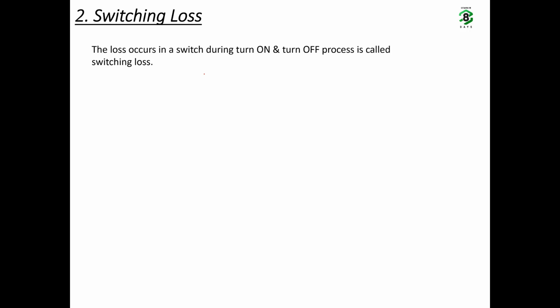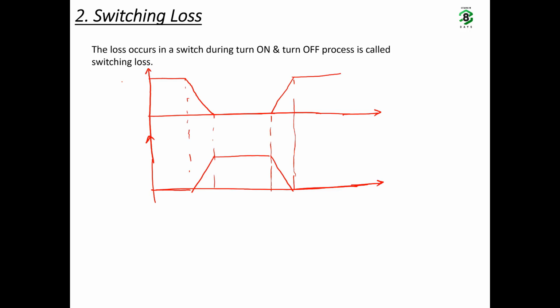Here whatever we are discussing is with respect to a real switch. In an ideal switch there is no conduction loss as well as no switching loss, but in practice there is no ideal switch. We are dealing with real switches only, so switching as well as conduction losses occur, and we have to calculate them. So how is the waveform of voltage as well as current during switching? Here this is the waveform of voltage, this is the waveform of current. What I am showing here is the constant voltage V and the constant current I.